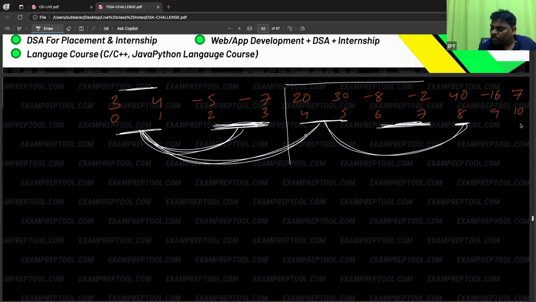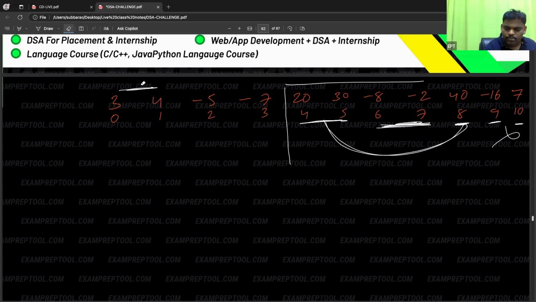Now some people are asking, sir, what about this 7? I am losing -16, but I am going to get only 7. I don't take it. So the answer for this problem, let me check, is this. This is the answer for this problem.